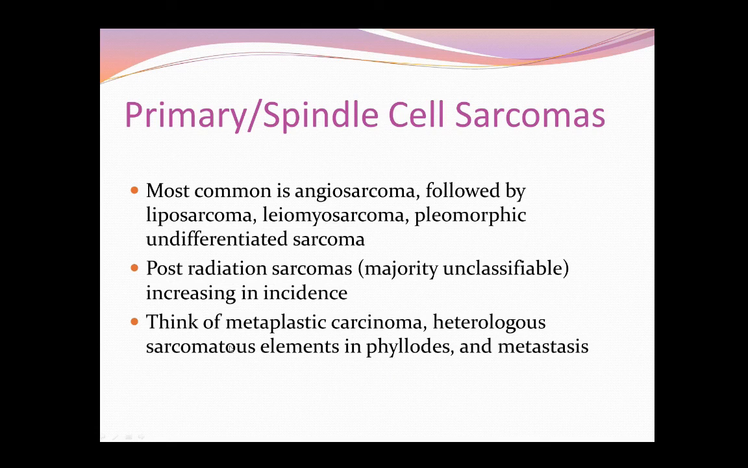Also consider heterologous sarcomatous element in a phyllodes tumor, which can be anything like angiosarcoma or osteosarcoma, and metastasis.